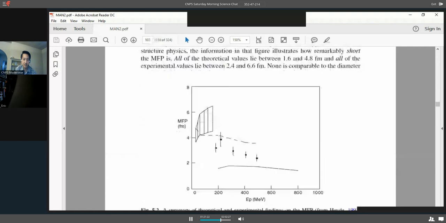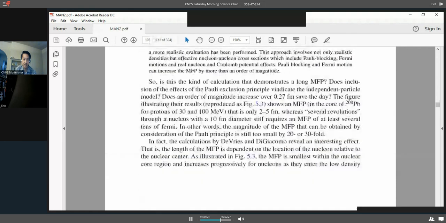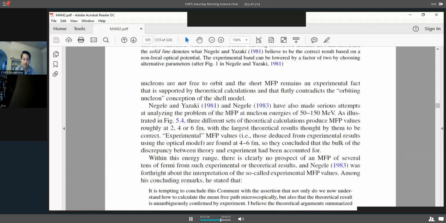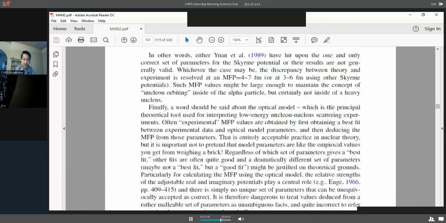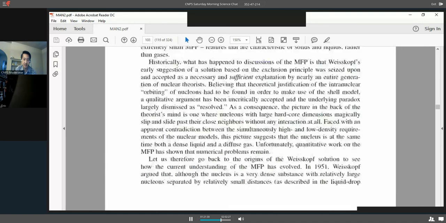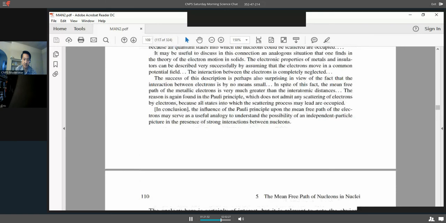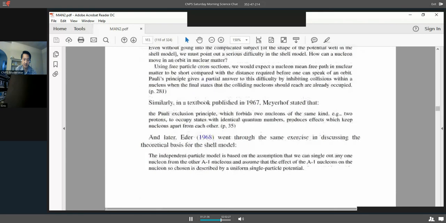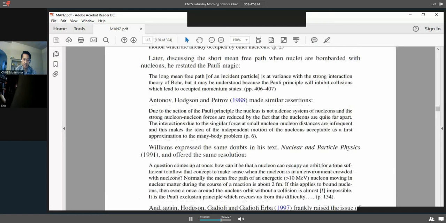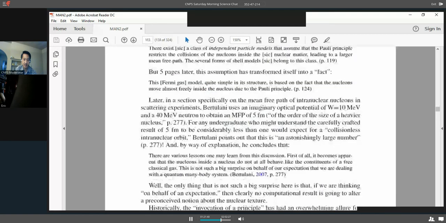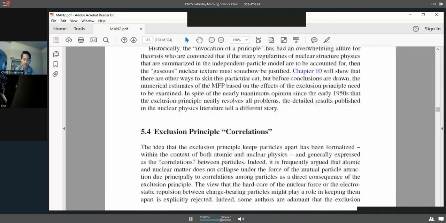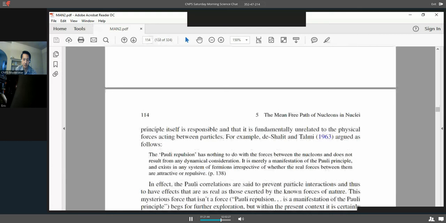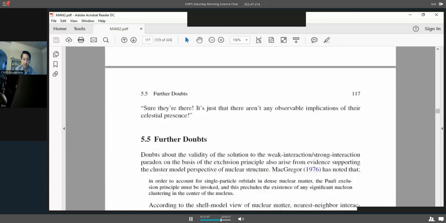So there's a whole big section on mean free particles. And I don't really understand why that's the problem. It goes on and on about that. So actually, all this is about the independent particle model, kind of, right? Yeah, it's all saying, why is this not working?